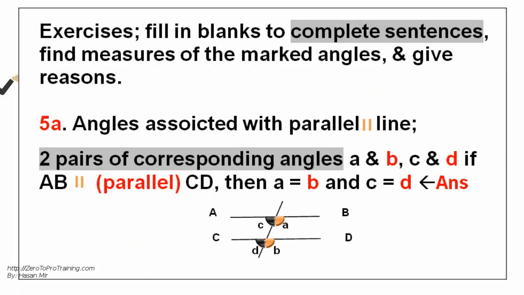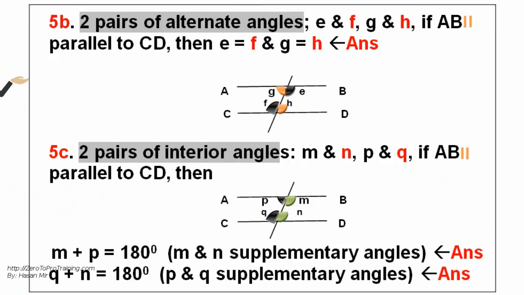Next, exercise 5a, angles associated with parallel lines, corresponding angles of images, which yields U equals B and C equals D. Continued, exercises 5b and 5c in next. Exercise 5b, angles associated with parallel lines, corresponding angles of images, degrees, yields E equals F and G equals H, and 5c, supplementary angles: M plus P equals 180 and Q plus N equals 180.